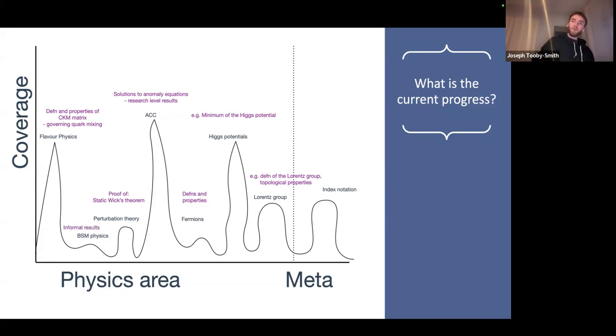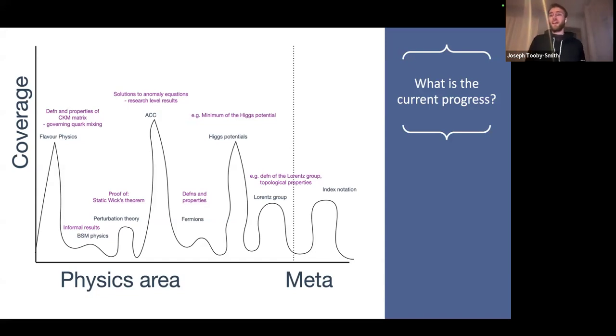And then it contains some informal results related to BSM physics. BSM stands for Beyond the Standard Model. The standard model is our current best model of the universe. BSM physics is basically when you add particles to the universe and you see what happens. And HepLean contains informal results relating to BSM physics.